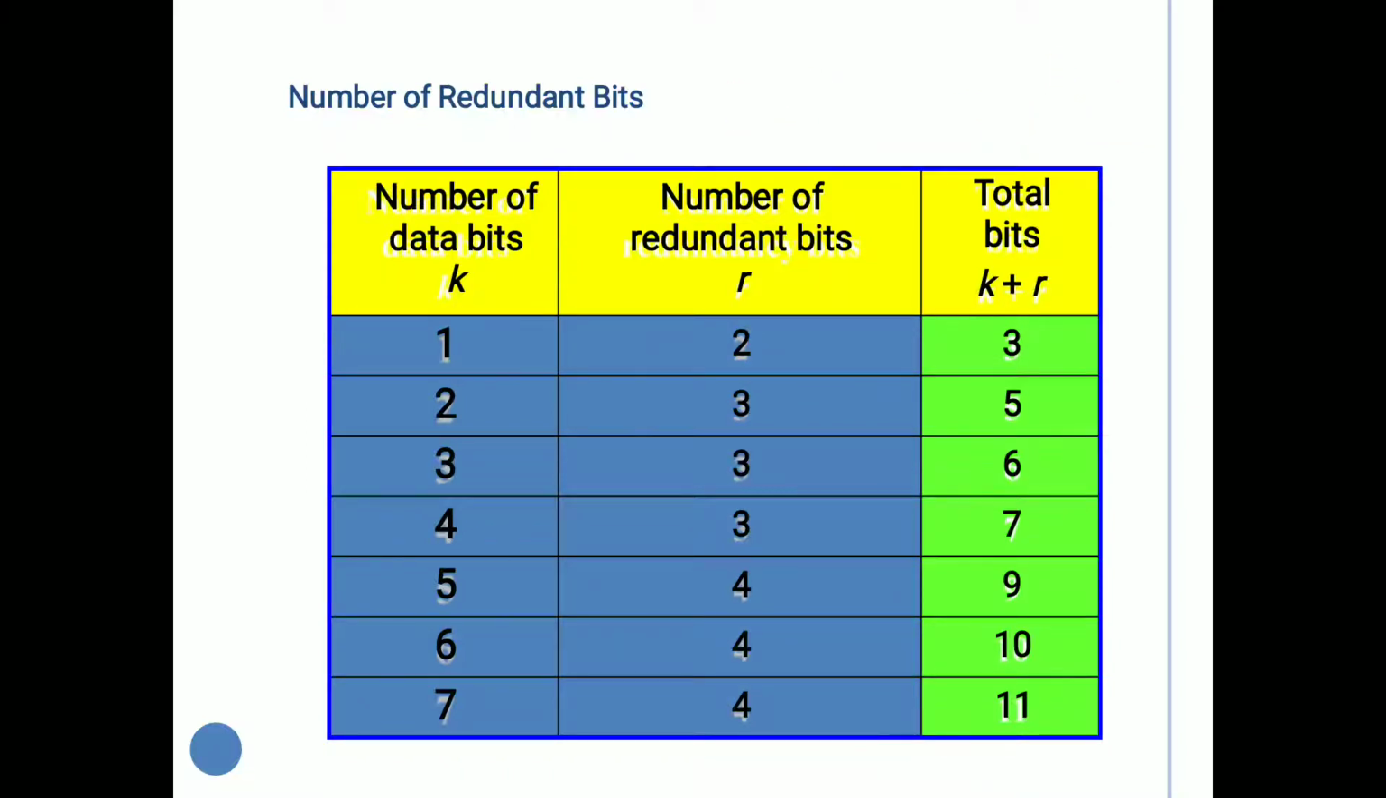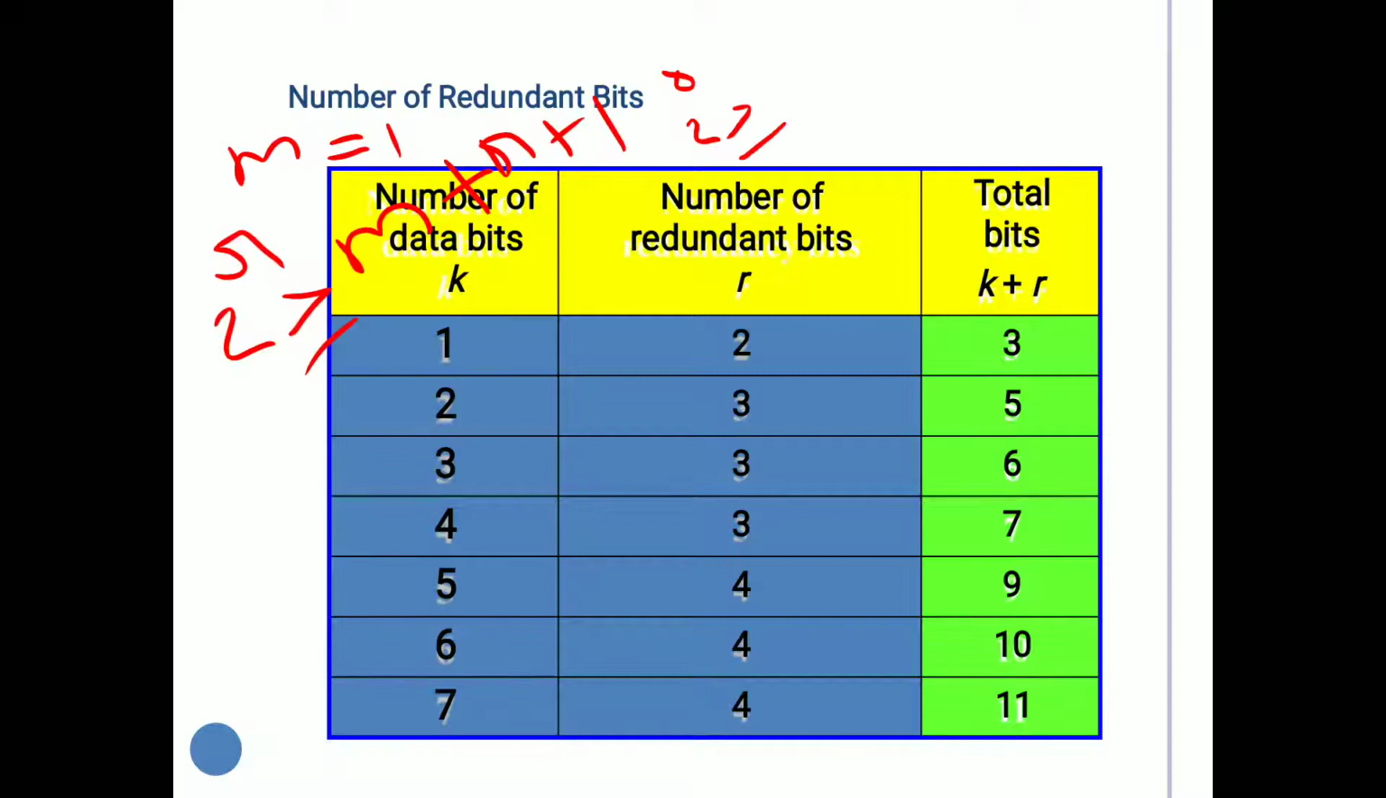Is it satisfied or not? Here m value is 1. Now we will find the redundant values for m is equal to 1. We have the formula: 2 to the power of r greater than or equal to m plus r plus 1. So now we will check. First m is equal to 1 and place r is equal to 0. So 2 to the power of 0 greater than or equal to 1 plus 0 plus 1.